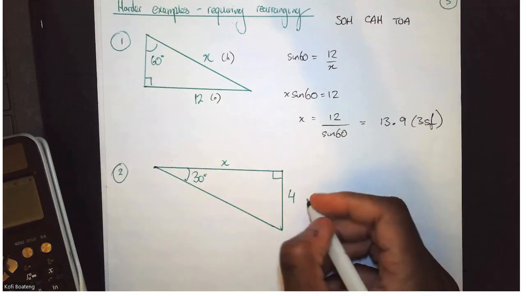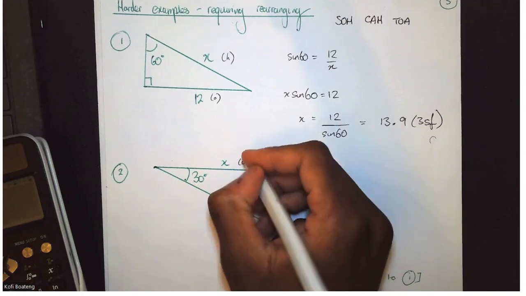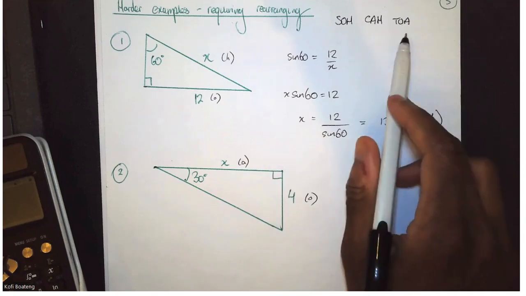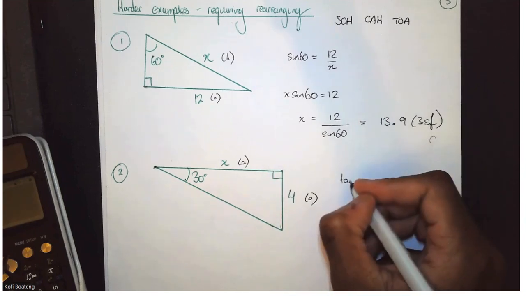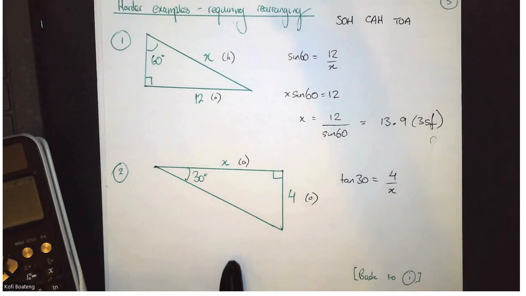So again, labeling, this is the opposite. And if that's the hypotenuse, this is the adjacent, the side next to the angle. So we're going to use O and A. O and A is tan. So tan 30 is equal to 4 over x. And again, I'm going to check the answer on a calculator before I do anything.